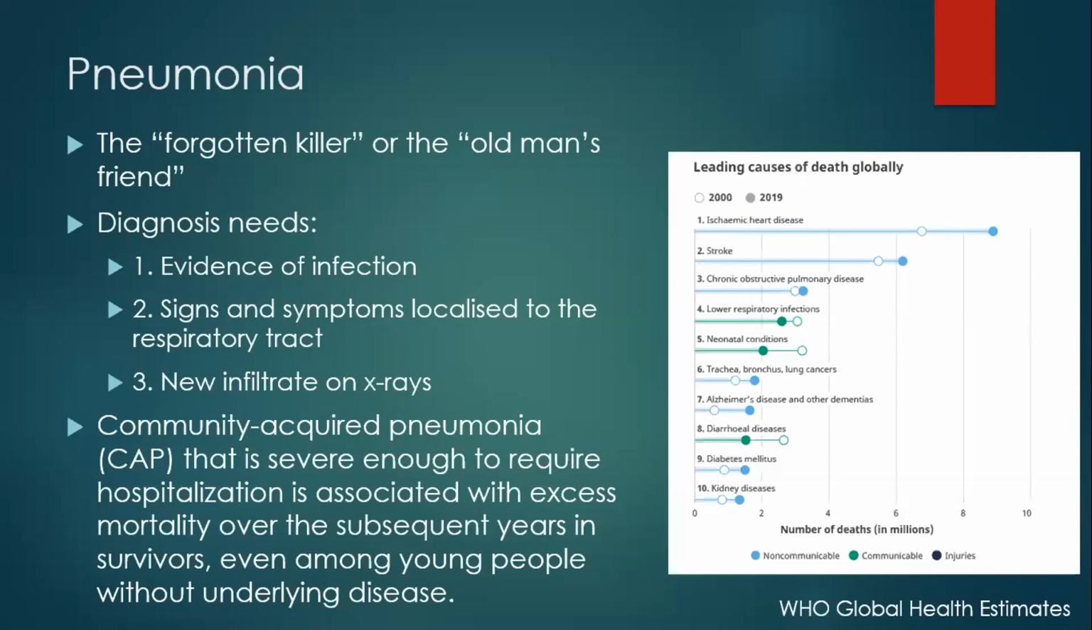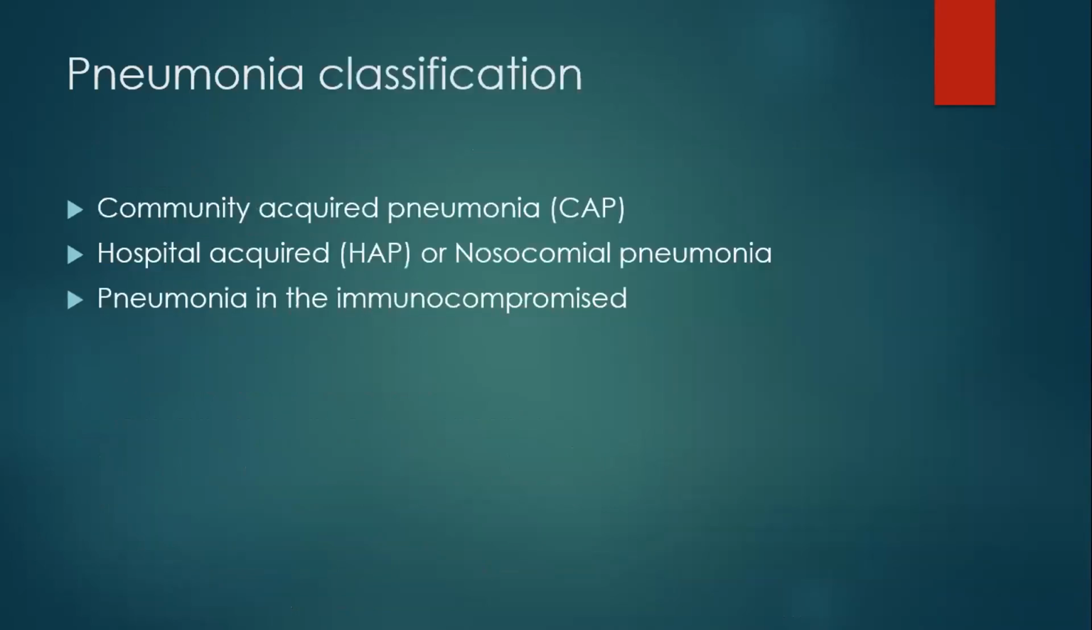Now, I think what's important to remember is that community-acquired pneumonia that is severe enough to require hospitalization is associated with excess mortality over subsequent years that is unrelated to that particular community-acquired pneumonia in patients who survive their admission. And this is even true in young patients. So these are serious infections and things that we want to get treated upfront correctly to try and decrease that long-term mortality that we see.